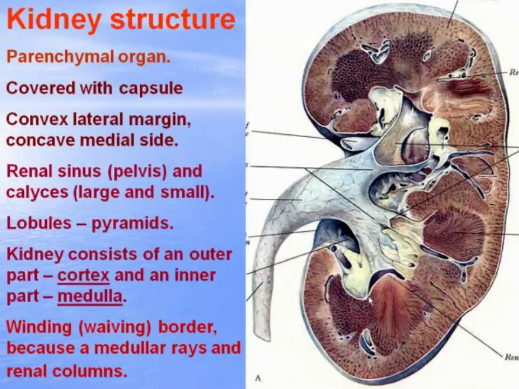Their apical portions produce the apex of the pyramid. The kidney consists of an outer part, the cortex, and an inner part, the medulla. There is a waving borderline between cortex and medulla, because medullary rays enter the cortex and renal columns extend to the medulla.